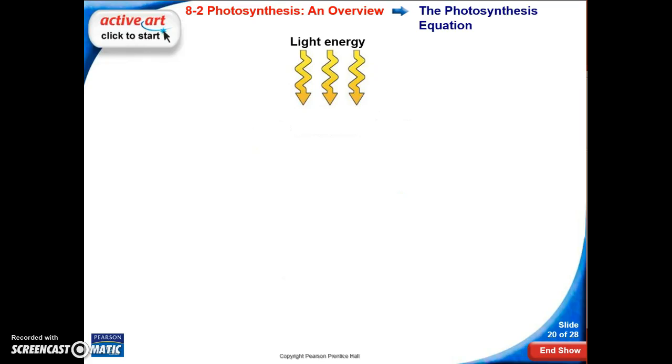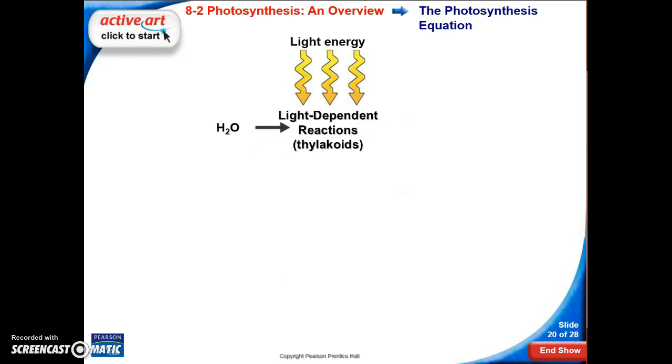So this is the second part of the lecture for Chapter 8, and we're in the middle of Section 8.2. So we're talking about the process of photosynthesis. It begins with light energy entering the first part of photosynthesis, which we call the light-dependent reactions. And these occur in the thylakoid portion of a chloroplast.